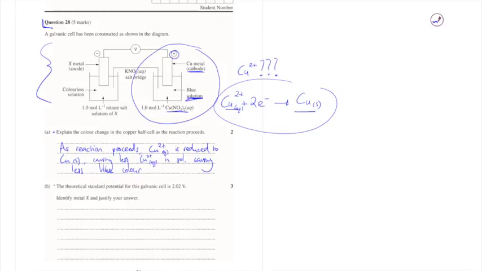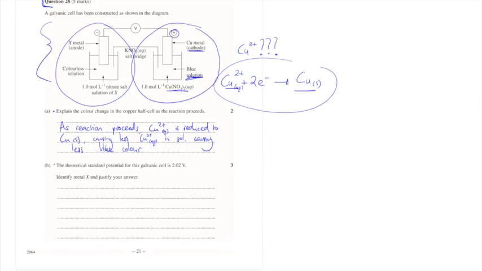The theoretical standard potential for this galvanic cell is 2.02 volts. Identify metal X. Now metal X, it's sort of given to us as being the anode over here. So what you're going to need to understand is the concept of the electrochemical series, and you're going to certainly need to know this little equation here. So theoretical standard potential, and I'm going to read that as E naught, is equal to E of the anode plus E of the cathode.